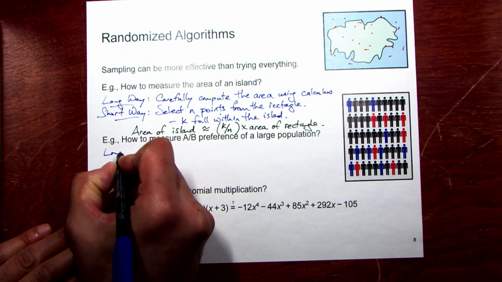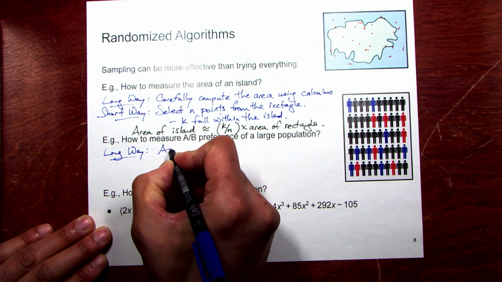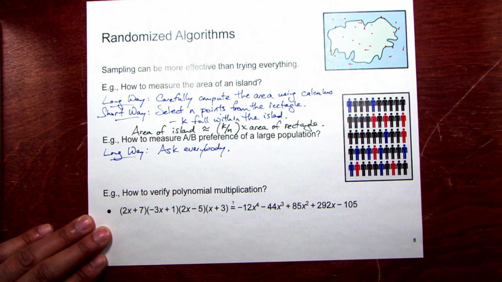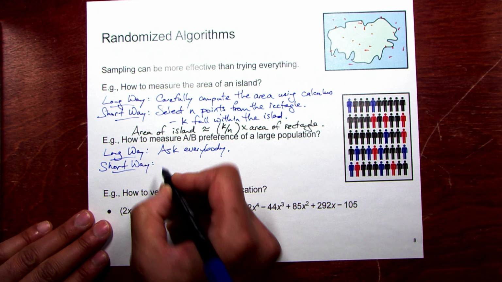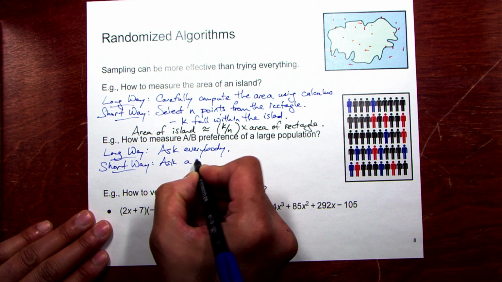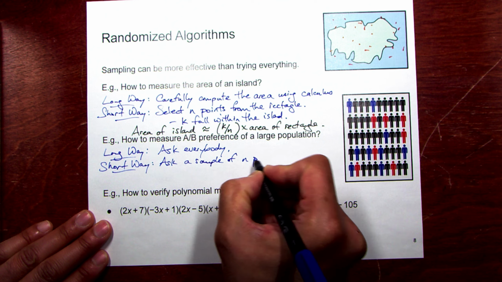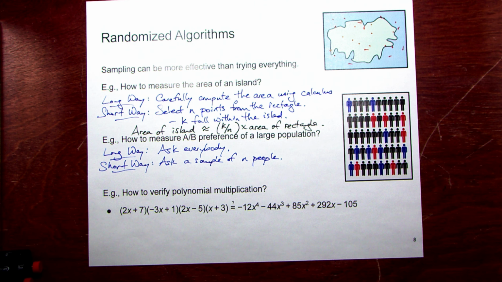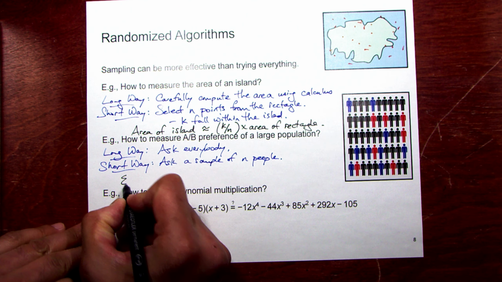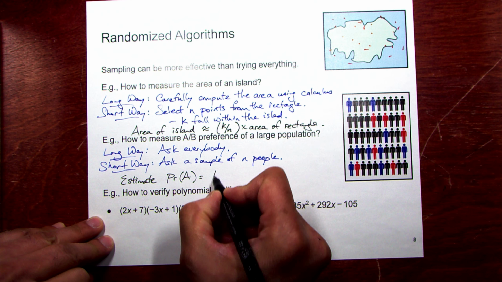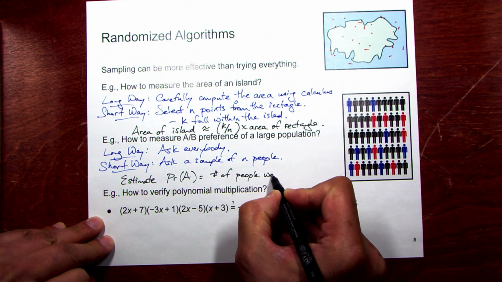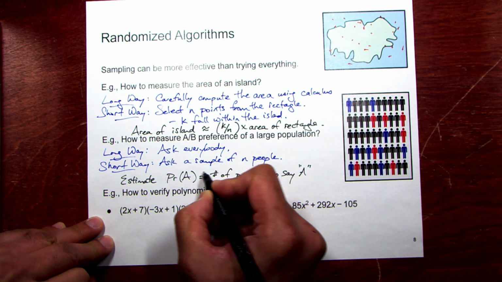The long way of figuring this out is to ask everybody, and you get an exact count. And the short way is to ask a smaller sample. Those people will give you an estimate of the probability that the population prefers A. So estimate the probability of A as the number of people who say A divided by N.